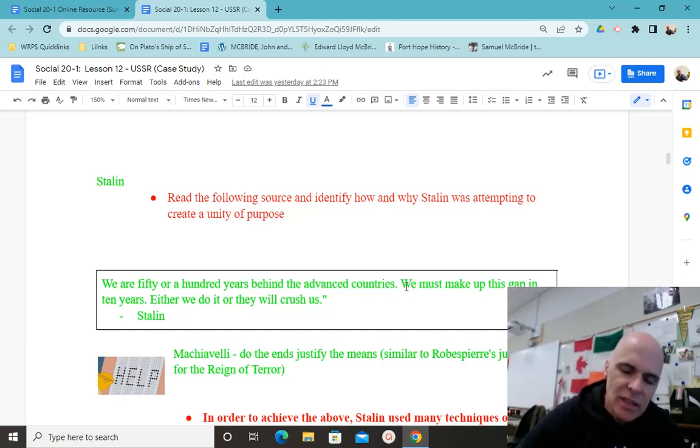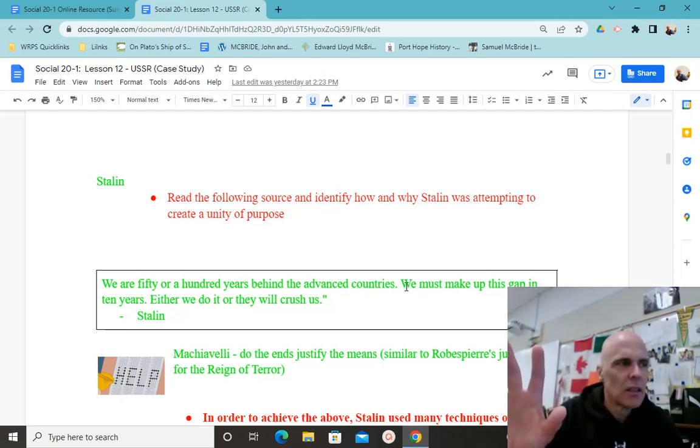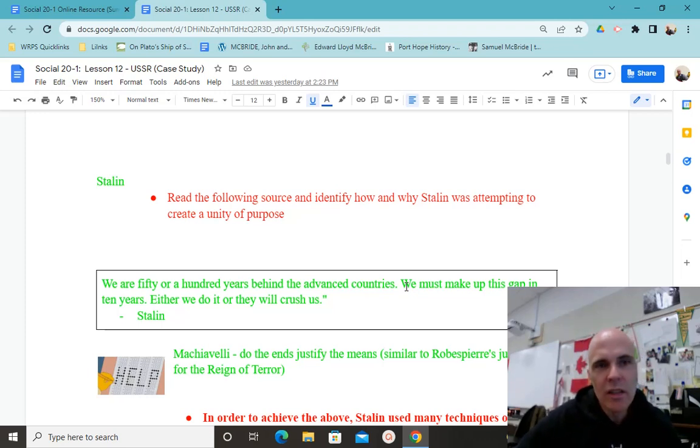So he has this almost like prophecy that war is coming. He makes this statement at the end of the 1920s, and he's absolutely correct. War is coming about a decade later. And this observation is going to be the linchpin of his policies.